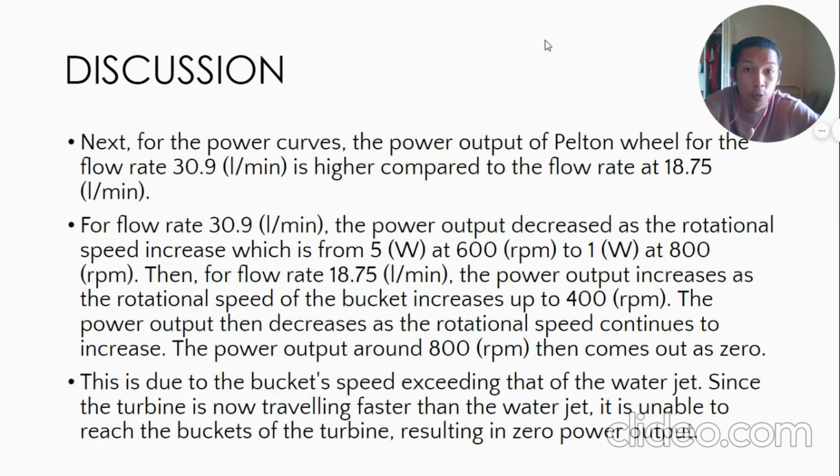Next, for our curve, the power output of the Pelton wheel for the flow rate 30.9 is higher compared to the flow rate at 18.75. This is because of the bucket speed exceeding that of the water jet. Since the turbine is now traveling faster than the water jet, it is unable to reach the bucket of the turbine, resulting in zero power output.